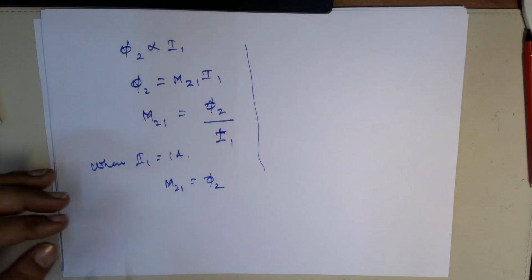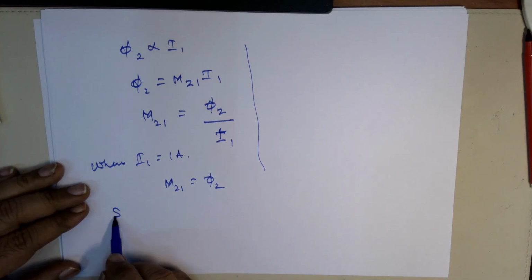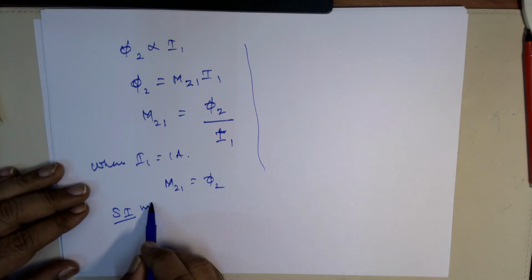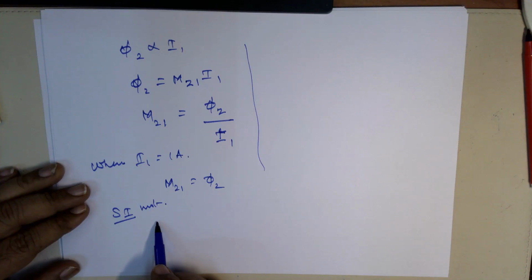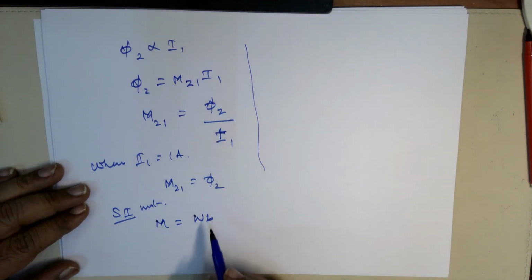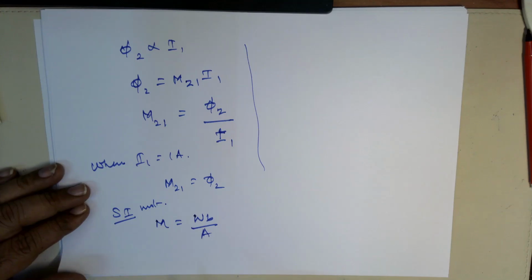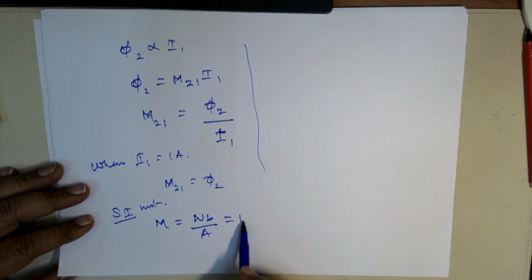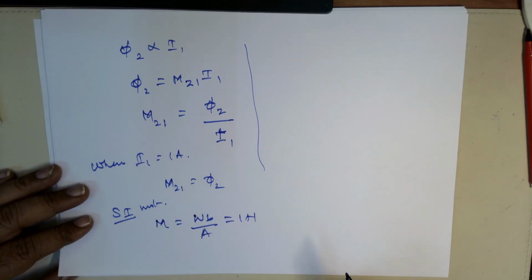So we can derive the unit in a similar fashion. So the SI unit for mutual inductance is equal to Weber, because phi divided by ampere, Weber per ampere. And this Weber per ampere is 1 Henry. You can call it Henry. And as we already established, this is also called ohm second. So 1 ohm second.